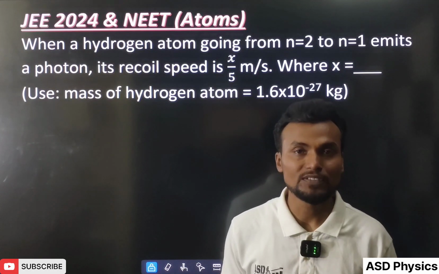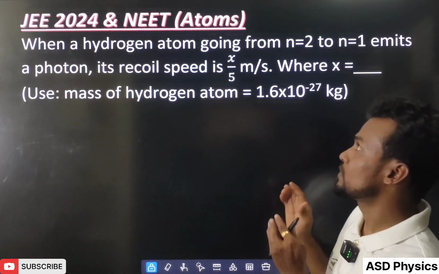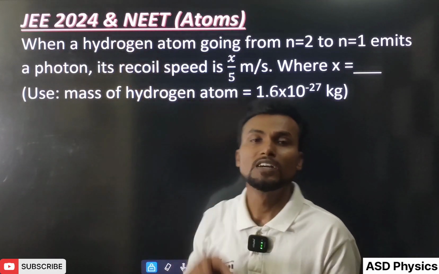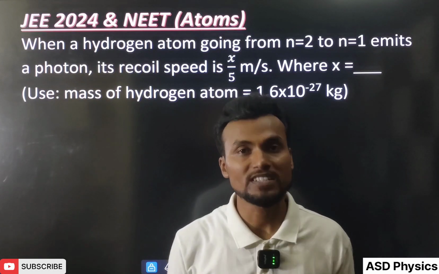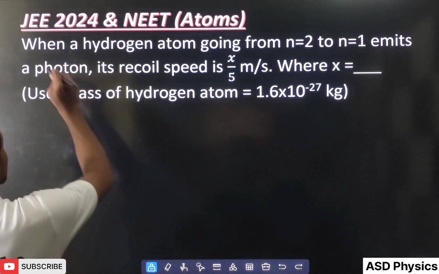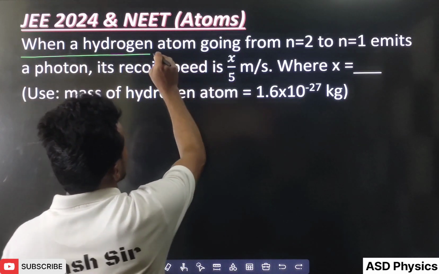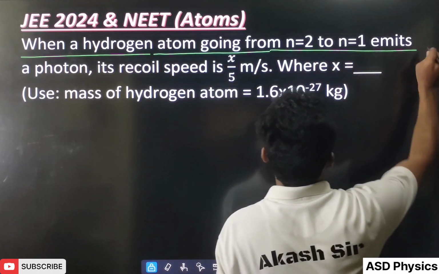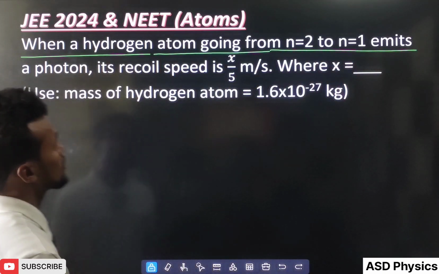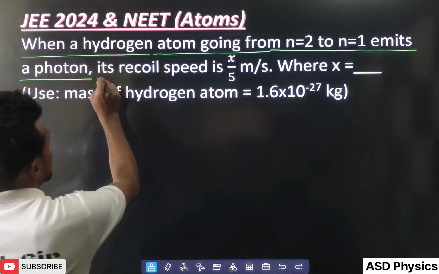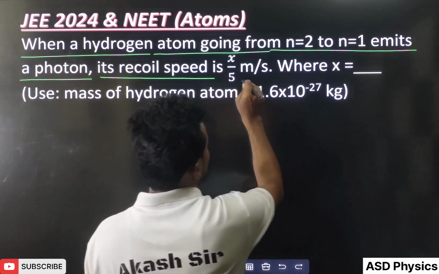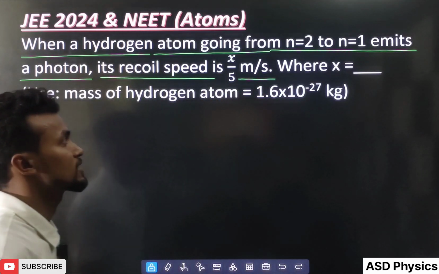So students, in this video we are going to solve a question from the chapter Atoms asked in the JEE 2024 exam. Okay, so let's see the question. When a hydrogen atom going from n equal to 2 to n equal to 1 emits a photon, its recoil speed is x by 5 meter per second, where x equals how much?